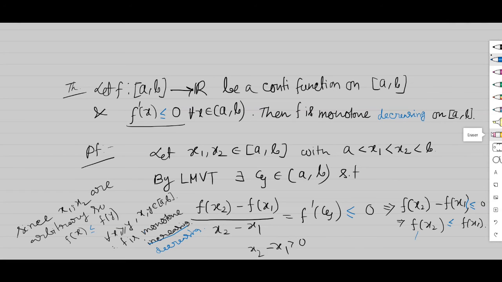So this is the significance of the Lagrange mean value theorem. Rolle's theorem is a particular case of the Lagrange mean value theorem actually. So this is all about the theorems and their applications. Okay, so I am stopping my class here.